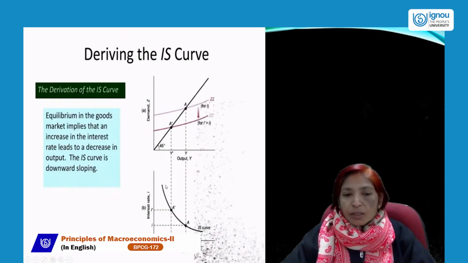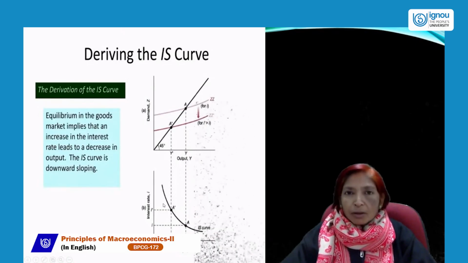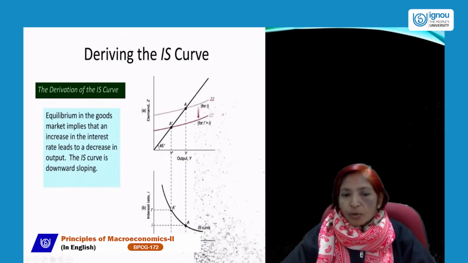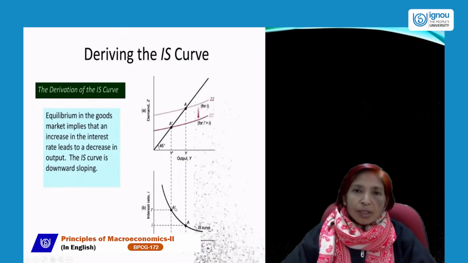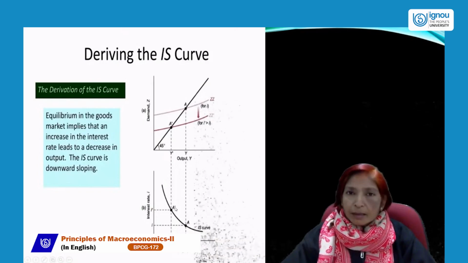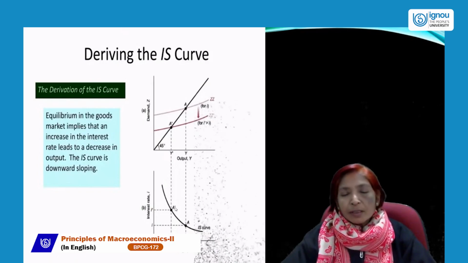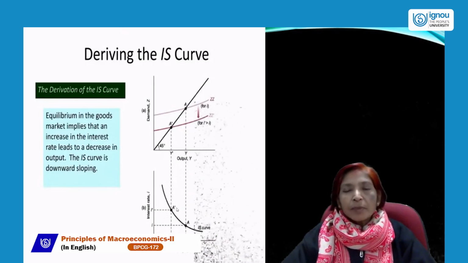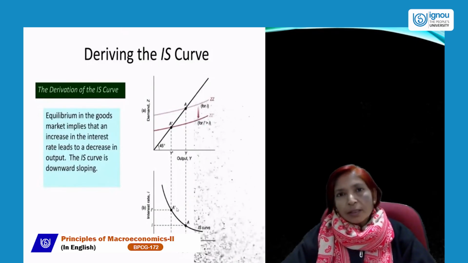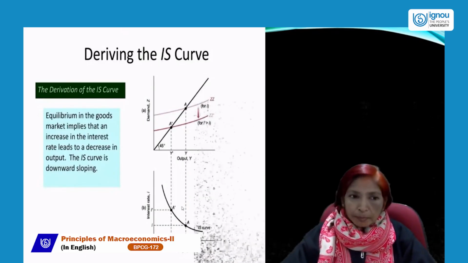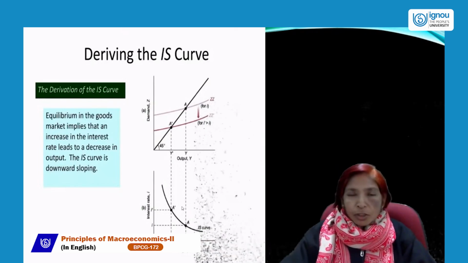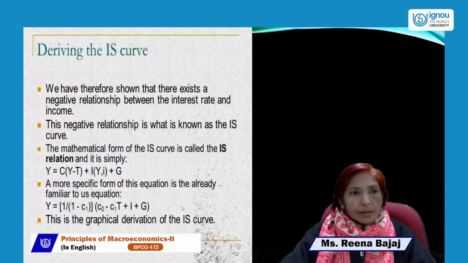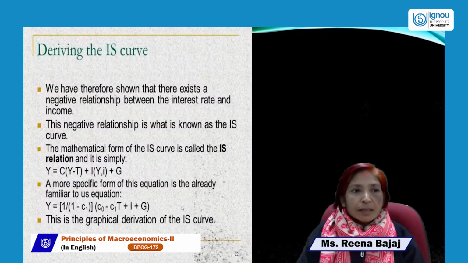If we join these two points, then we can draw a downward sloping curve. We will get this IS curve by joining these two points. So this is the derivation of the IS curve, which always slopes downward. It shows a negative or inverse relationship between the rate of interest and the level of income. And IS always shows goods market equilibrium. Next is the derivation of the IS curve.